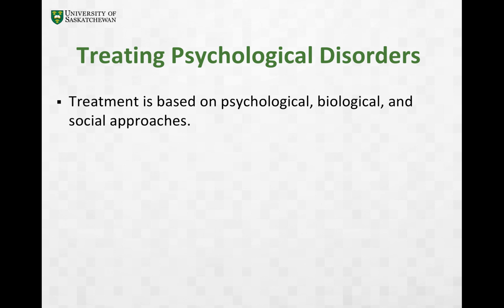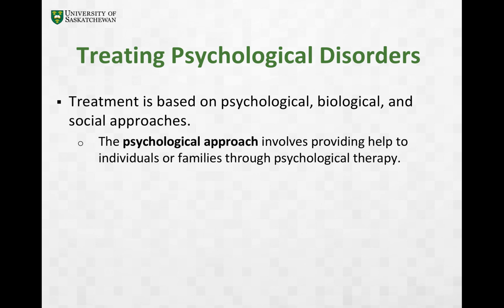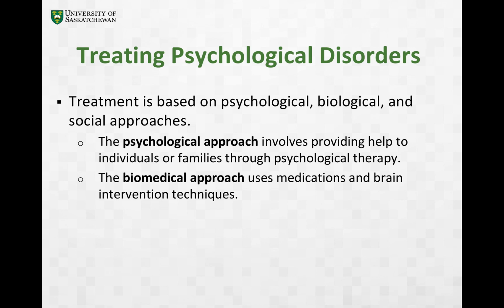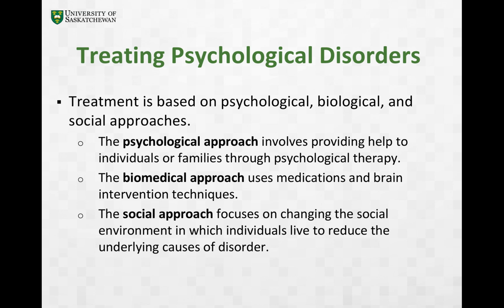So, when it comes to treating psychological disorders, we tend to focus on either psychological, biological, or social approaches. The psychological approach really involves providing help to individuals or families through psychological therapy, or what we commonly refer to as talk therapy. Whereas the biological or the biomedical approach tends to use medications and brain intervention techniques, so more biologically based interventions. And finally, the social approach tends to focus on changing the social environment in which individuals live to reduce the underlying causes of disorder.